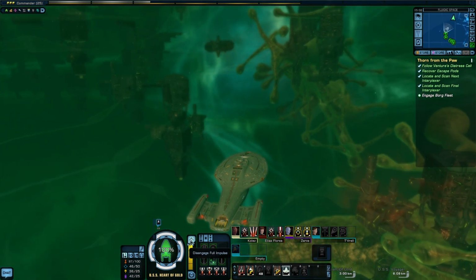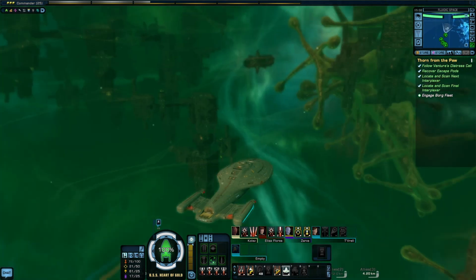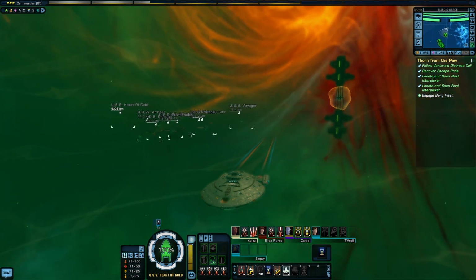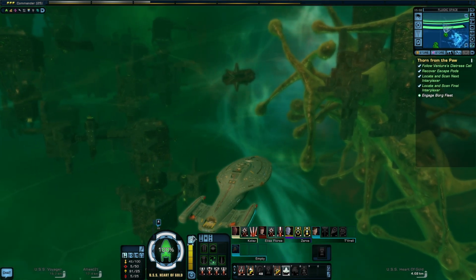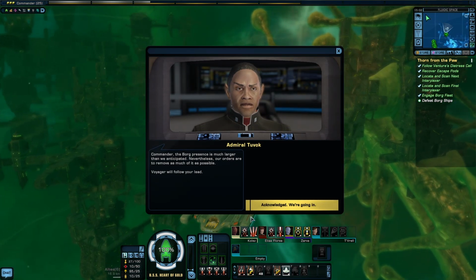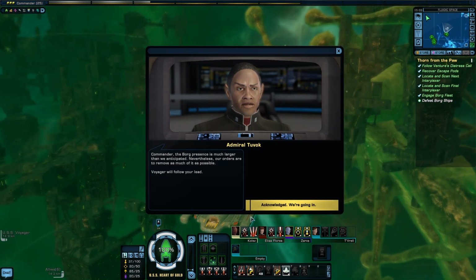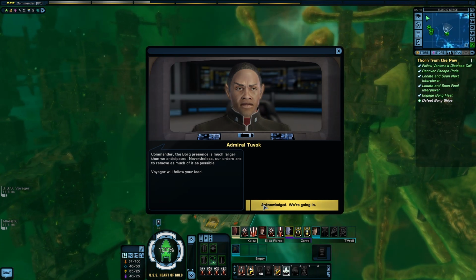If that's here, we're in big trouble. My little fleet here is not exactly up to the task of taking on an entire Unicomplex. The Borg presence is much larger than we anticipated. Nevertheless, our orders are to remove as much of it as possible. Voyager will follow your lead.